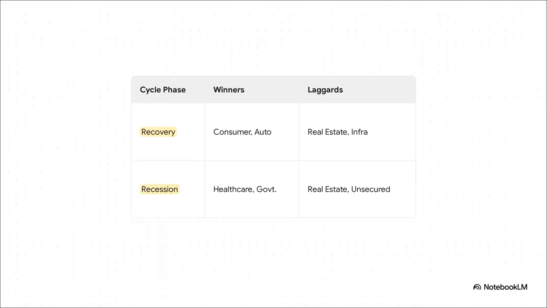And you can see a really clear pattern here. Think about it. When the economy is recovering, everyone's feeling confident. People start buying cars, new appliances, so those consumer sectors do great. They're the winners. But what happens during a downturn, a recession? Well, everyone tightens their belts. Spending goes down. The new winners are the defensive sectors like healthcare or government-backed loans. And the laggards? You guessed it, real estate and those risky unsecured loans.